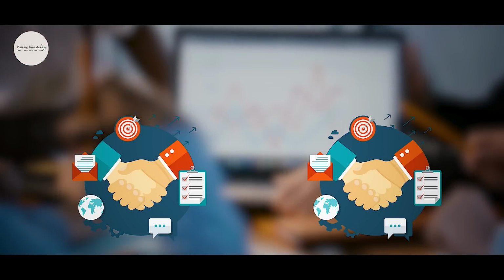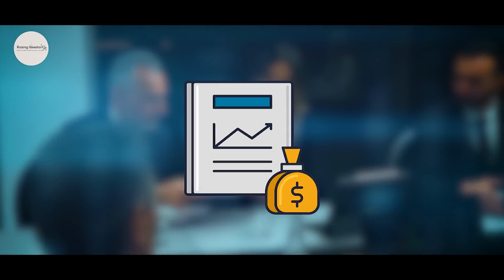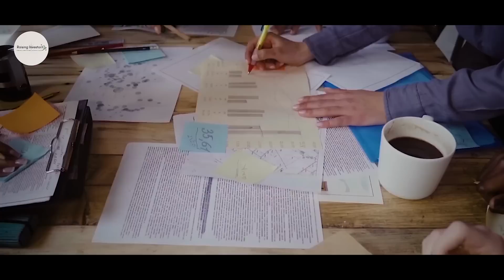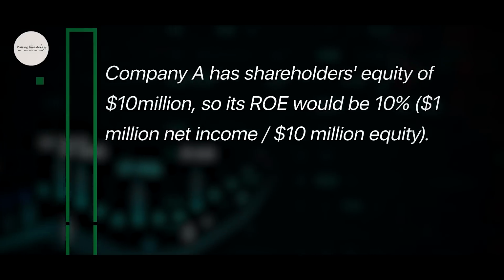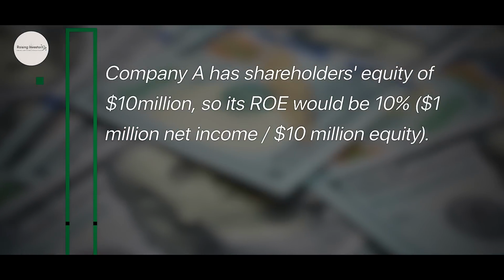Imagine two companies in the same industry, Company A and Company B. Both have the same net income of $1 million, but their capital structures are different. Company A relies mostly on equity financing, while Company B has a significant amount of debt in its capital structure. Now let's calculate their ROE. Company A has shareholders' equity of $10 million, so its ROE would be 10%. $1 million net income, $10 million equity.